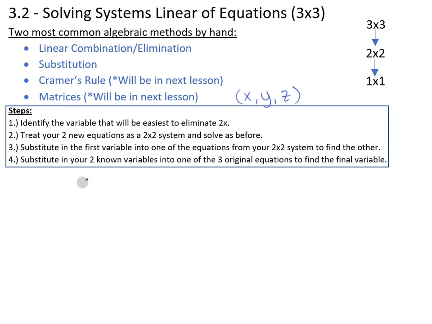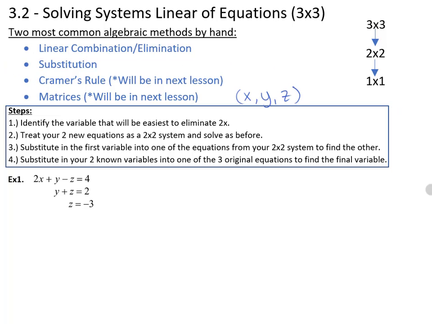Once I find my first variable, say maybe I found y first in this particular system we're imagining, then I want to plug back into the 2x2 system. So if I know y, I should be able to find either z or x in the 2x2 system. And once I know both of those, I can plug 2 out of my 3 variables into the original. It sounds like a lot of work, and it kind of is. And then lastly, substitute in our 2 known variables to find the final variable. Okay, let's try a couple examples.